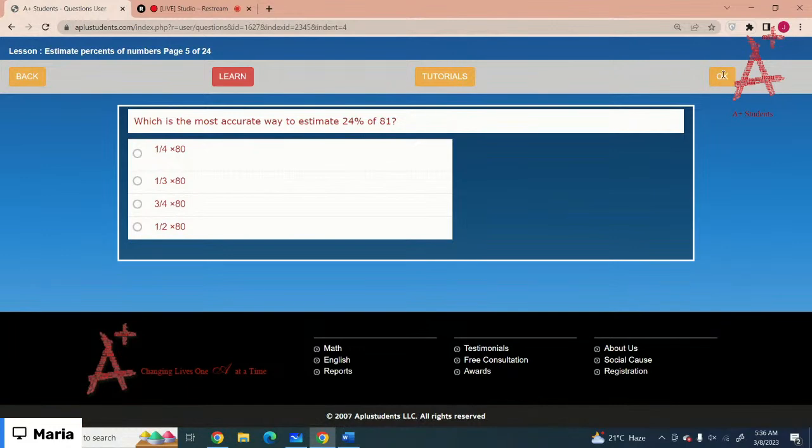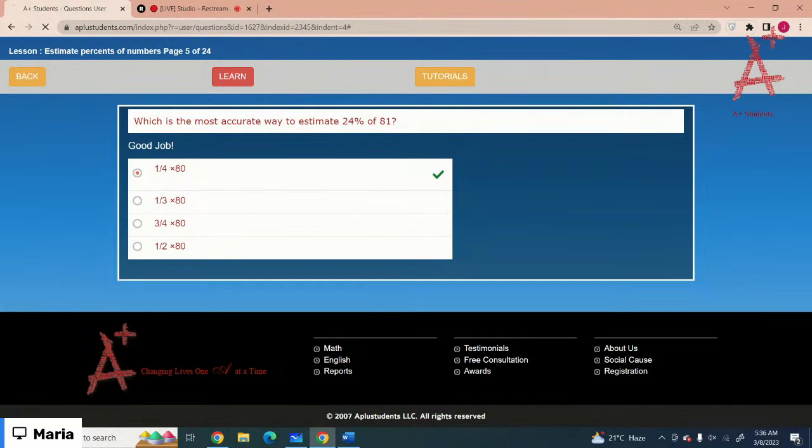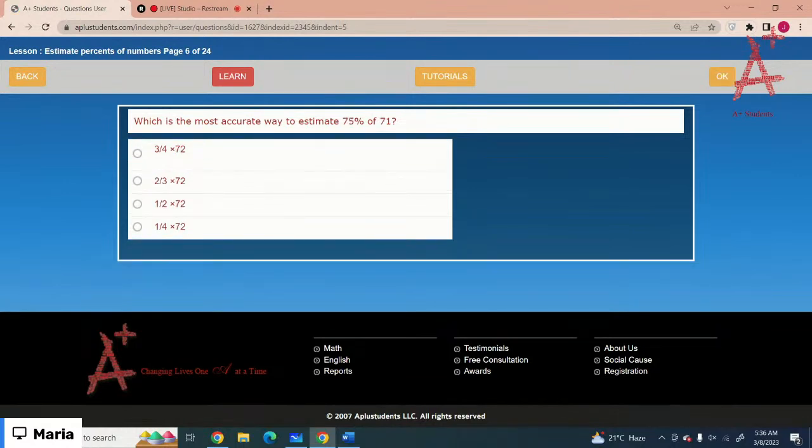Okay, the next one is 24% of 81. 24 is near to 25%, and 25% is one fourth. Also, 80 is divisible by 4, not 81, so it would be one fourth of 80. Got it? So it is 1 by 4 of 80. Okay, the next one is, what is the more accurate way to calculate 75% of 71? So 75% is 3 fourth of 100. It would be 3 fourth of 72.